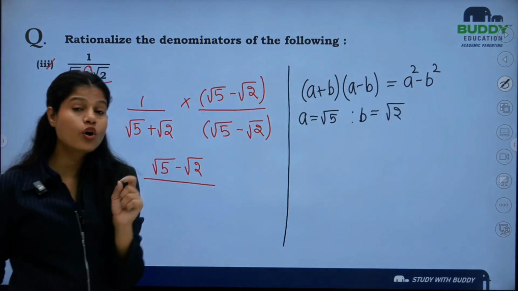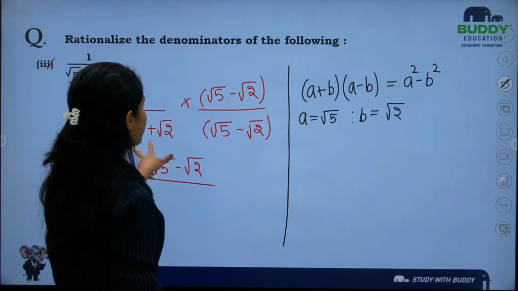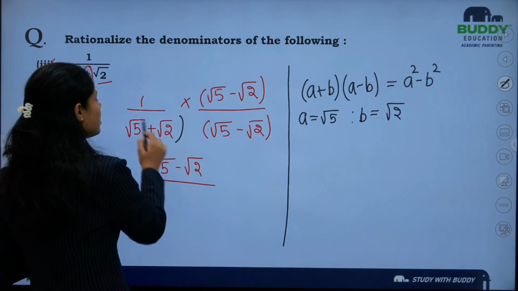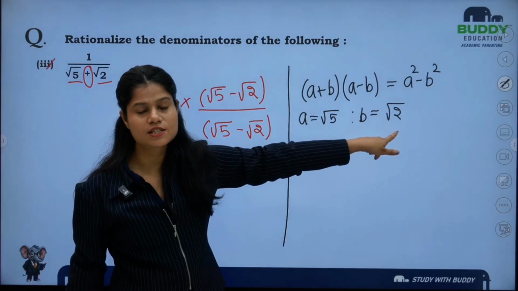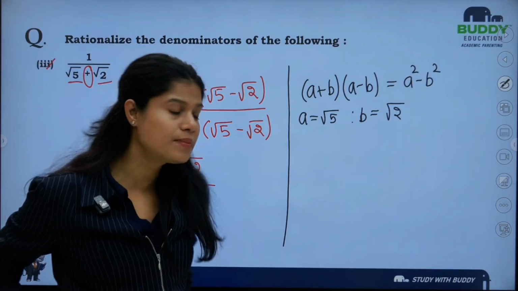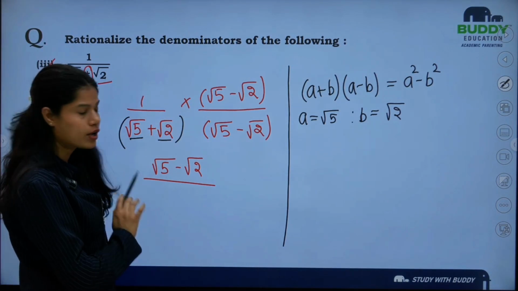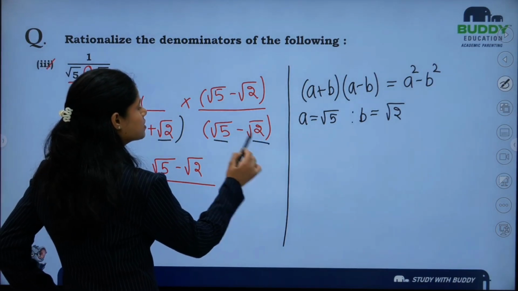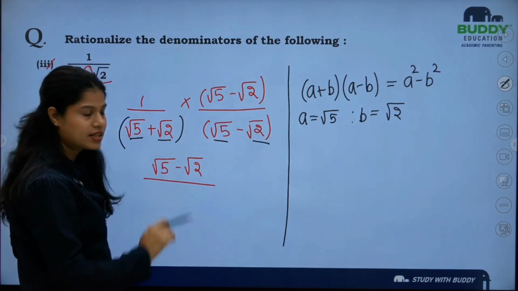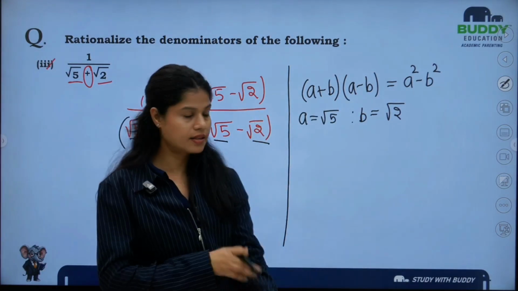Now there is one common mistake that we all can make: if you compare this and take b's value as −√2, you may get a wrong answer. So always remember, when we are comparing, this is a, this is b. Even here this is a, this is b. We are not considering the sign because that is already there in the bracket, right?